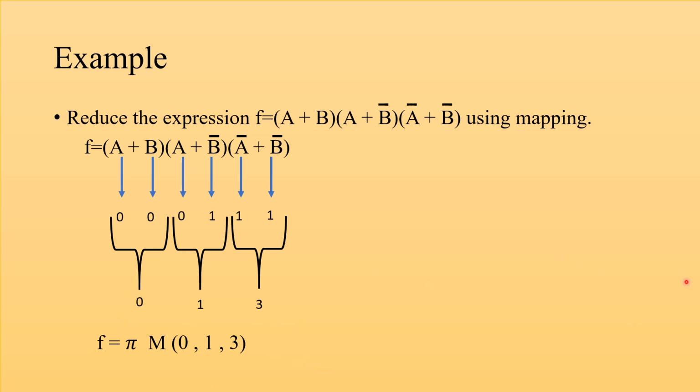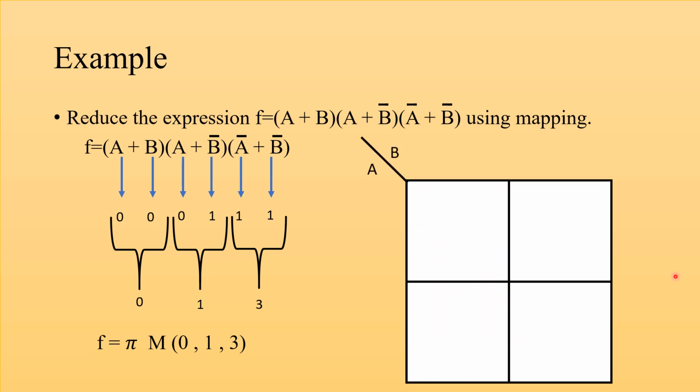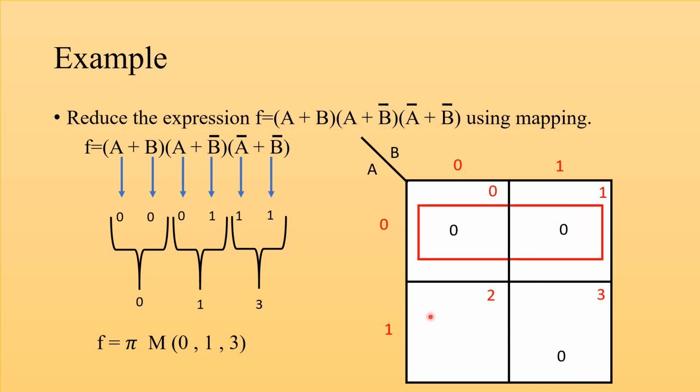The next step is we have to plot the Kmap and place zeros in the cells 0, 1 and 3. It is given here: 0, 1 and 3. So, we have placed zeros in the cells 0, 1 and 3. Here we can form two squares because cell number 0 and cell number 1 are adjacent to each other and contain 0. Similarly, cell number 1 and cell number 3 are adjacent to each other and contain 0. Therefore, we can group these two cells and these two cells. This is called overlapping.